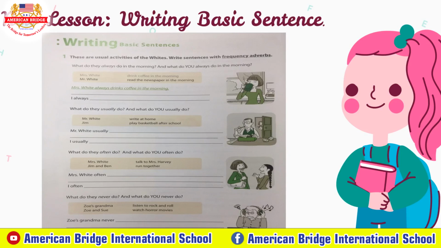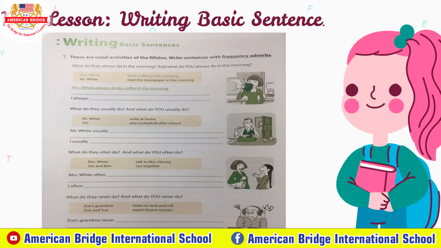Now for our second question or second frequency adverb, what do they usually do? And what do you usually do? Mr. White blank right at home. So let's complete this one. Mr. White usually writes at home. Jim usually plays basketball after school. And what do you usually do? I usually, complete this sentence.